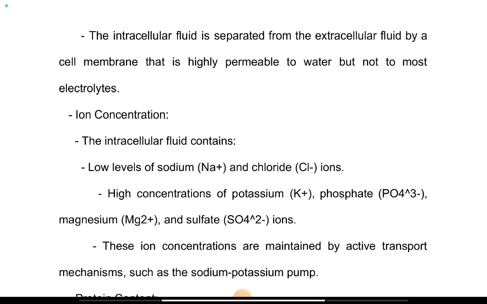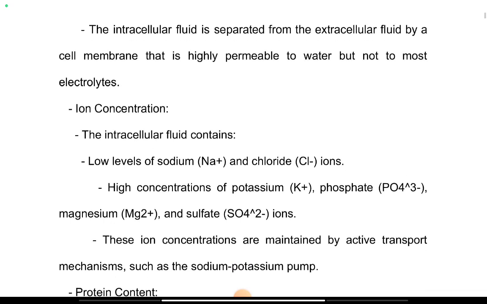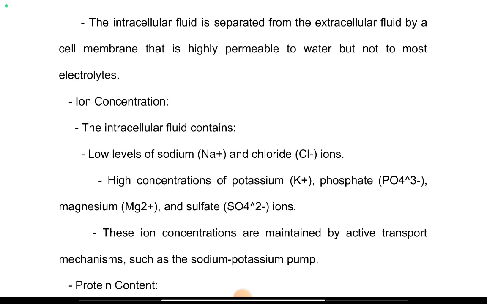I said intracellular fluid has a low level of sodium and chloride, while there's a higher concentration of potassium. This has been said earlier.